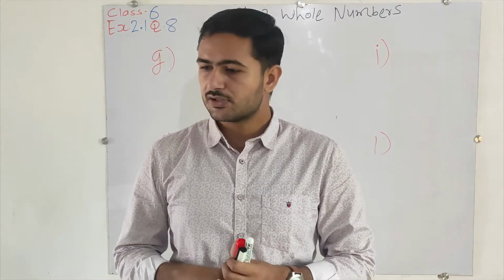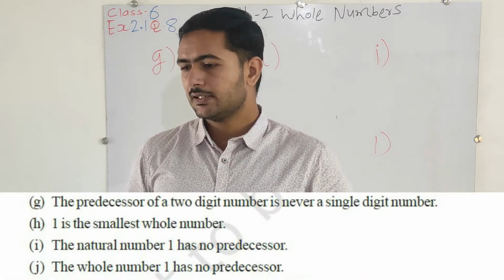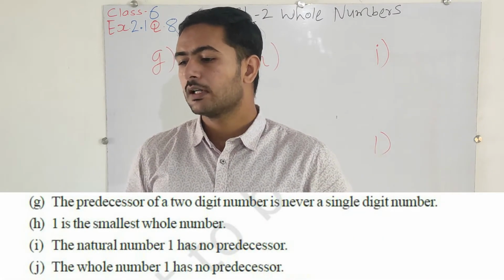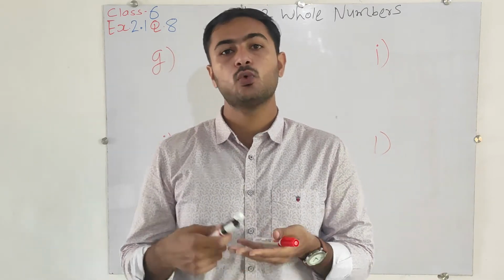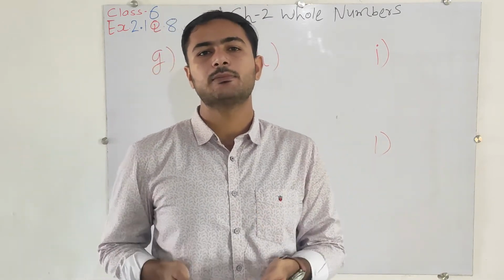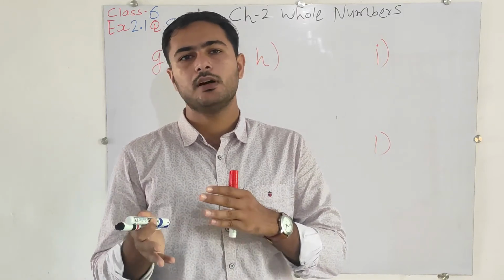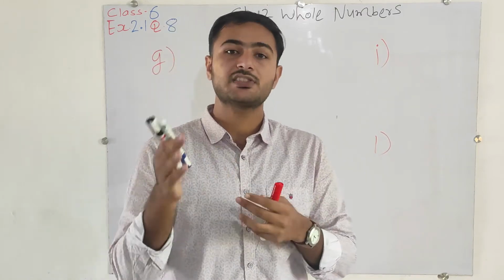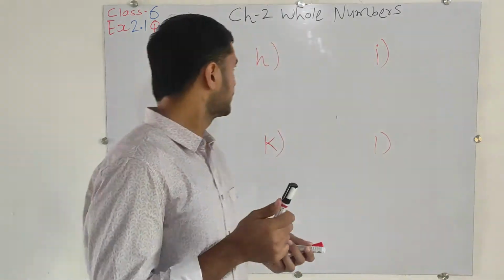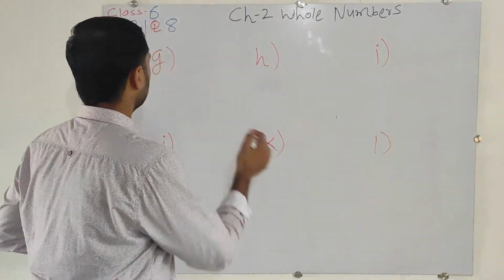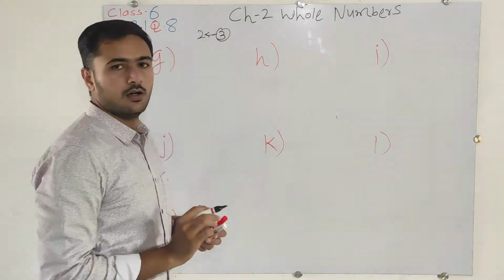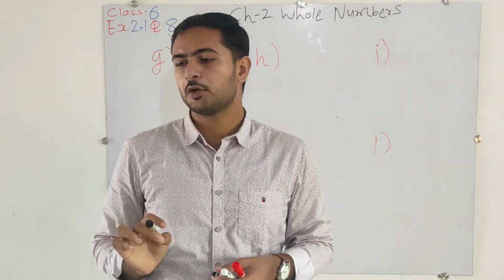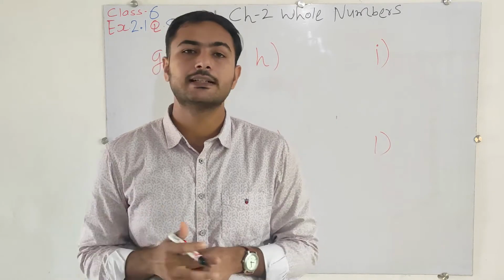Now the next question, that is G. It says that the predecessor of a two-digit number is never a single-digit number. Predecessor means the number which comes before the next number. For example, the predecessor of 3 is 2. The question is whether the predecessor of a two-digit number is never a single-digit number.